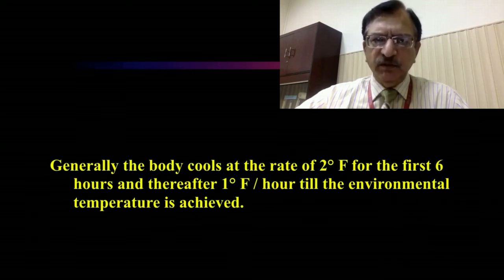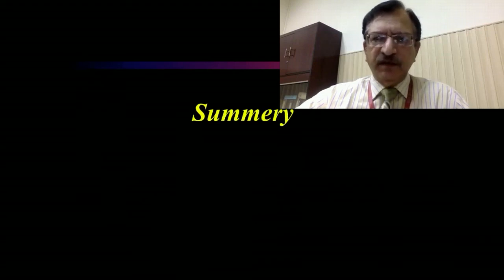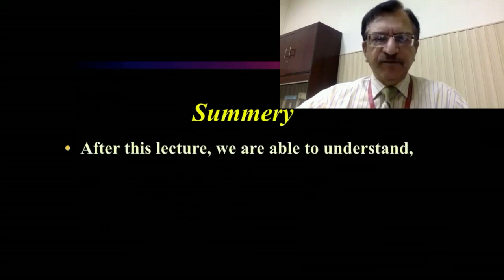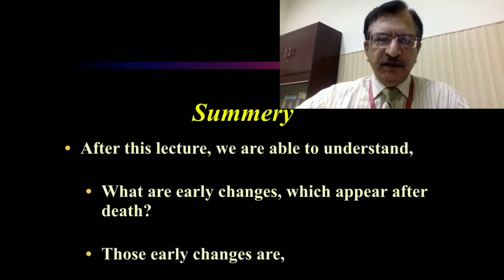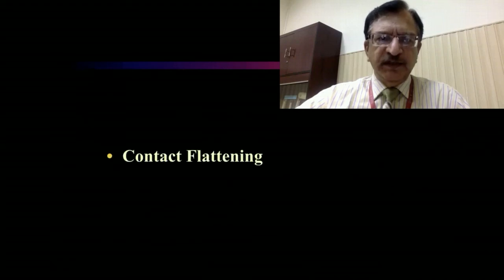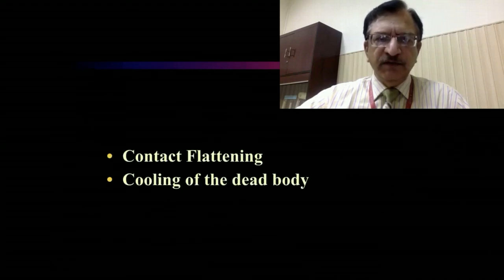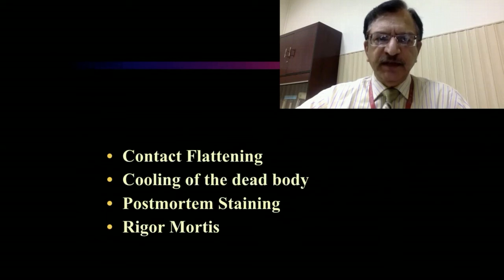So various formulae, various methods, various criteria have been devised by various scientists. So temperature recording in estimation of time since death is not a reliable criterion. The summary of today's lecture is that we are able to understand what are the early changes which appear after death. As we know, those early changes are contact flattening, cooling of the body, post-mortem staining, and rigor mortis.